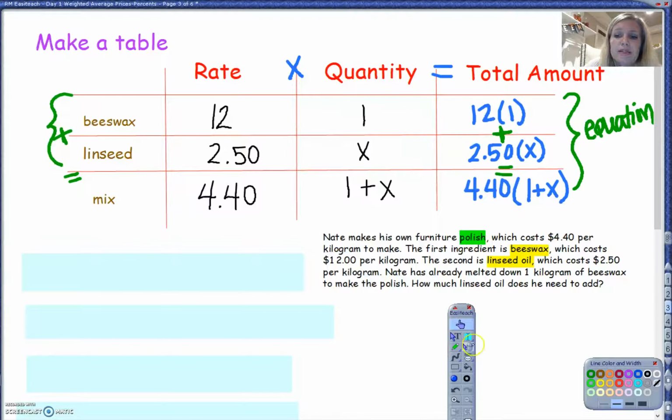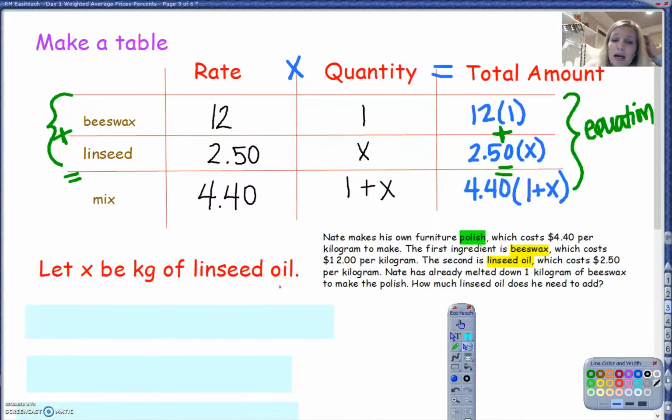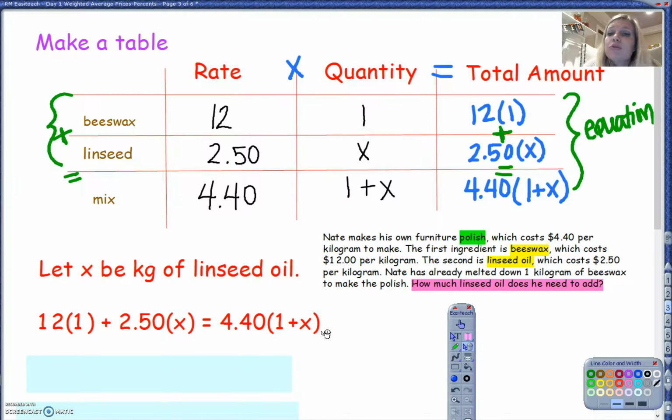All right, so let's see. We need to write a let statement. You get your let statement from looking in our question. Our question said, how much linseed oil does he need to add? So linseed oil is what we're looking for. That's your variable, and that's where you get your let statement. Since it's a word problem, that's why we write that. We take what's written along the right: 12 times 1 plus 2.50 times x equals 4.40 times 1 plus x.